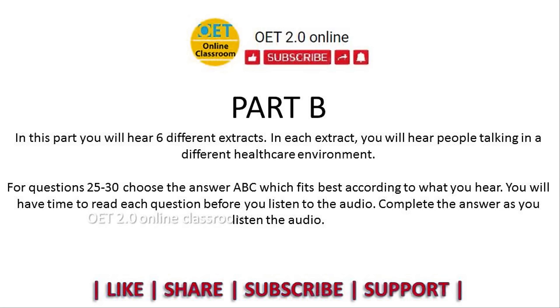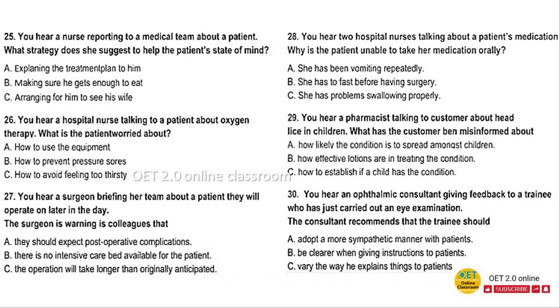That is the end of Part A. Now turn over and look at Part B. Part B, questions 25 to 30. In this part of the test, you'll hear six different extracts. In each extract, you'll hear people talking in a different healthcare setting. For questions 25 to 30, choose the answer A, B, or C, which fits best according to what you hear. Now look at question 25. You hear a nurse reporting to a medical team about a patient. Now read the question.